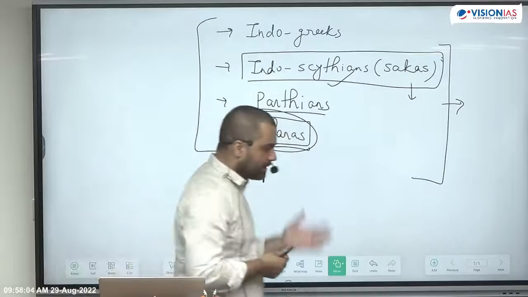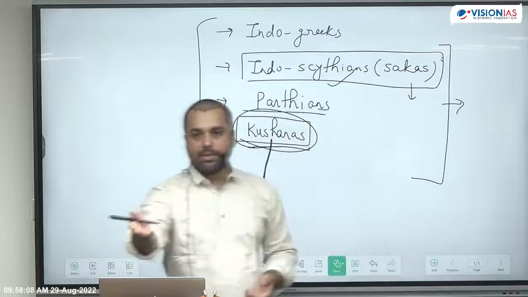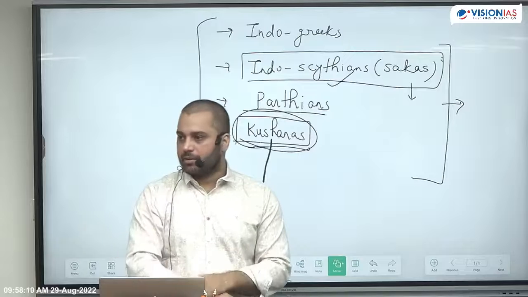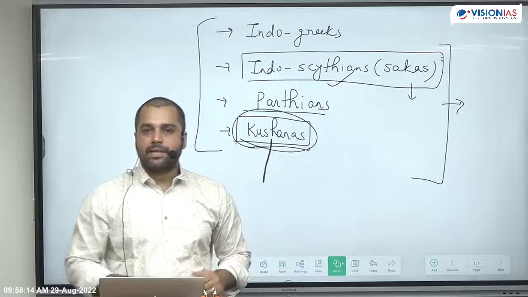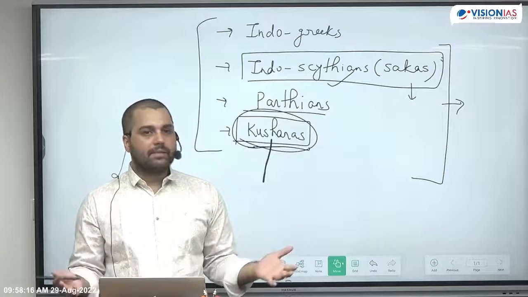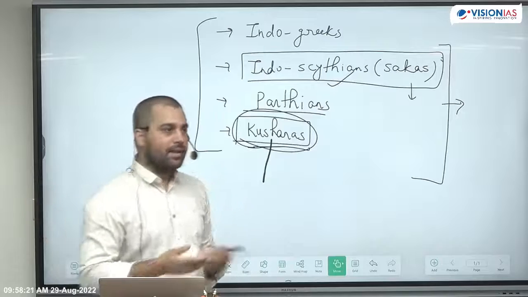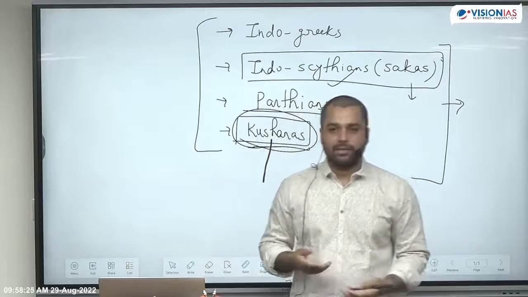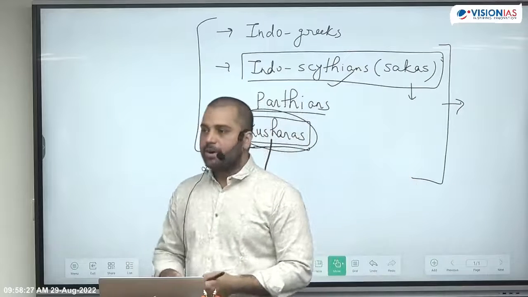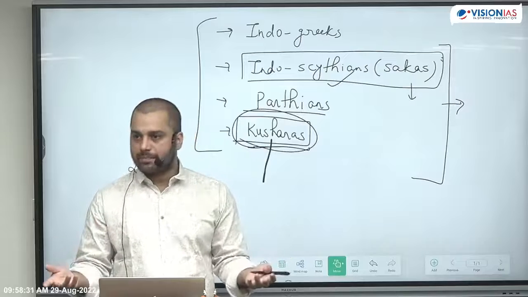But all of this set of rulers, be it Greeks, जैसे Menander, I talked about Menander who had attacked Magadh during Pushyamitra Shunga. Menander converted to Buddhism. There is a very famous text called Milind Panho. Milind Panho records a conversation between Menander and a Buddhist sage Nagasena. And Menander has a lot of questions for Nagasena. After the end of this conversation, he is satisfied with the answers and he converts to Buddhism.